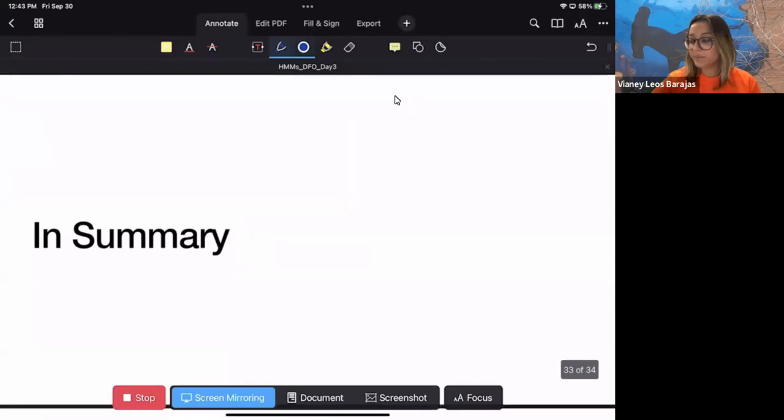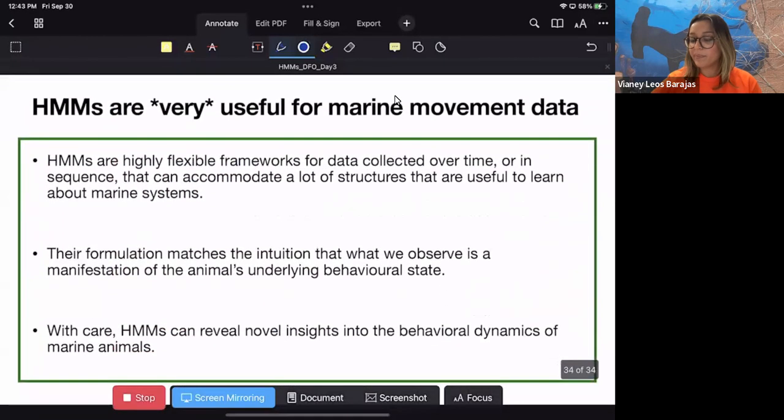So in summary, hidden Markov models are very useful for marine movement data. They're highly flexible frameworks for data collected over time or in sequence that can accommodate a lot of structures that are useful to learn about marine systems. Their formulation matches the intuition that what we observe is a manifestation of the animal's underlying behavioral state. With care in both the data collection process and the model building framework, HMMs can reveal novel insights into the behavioral dynamics of marine mammals and marine animals in general.